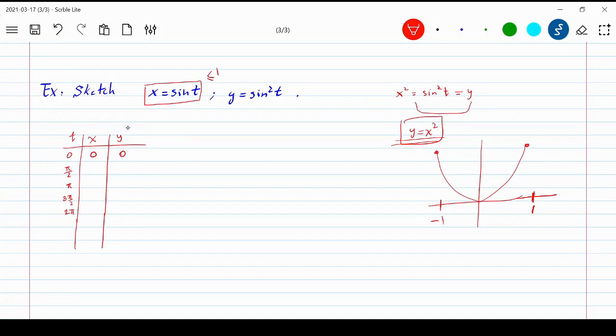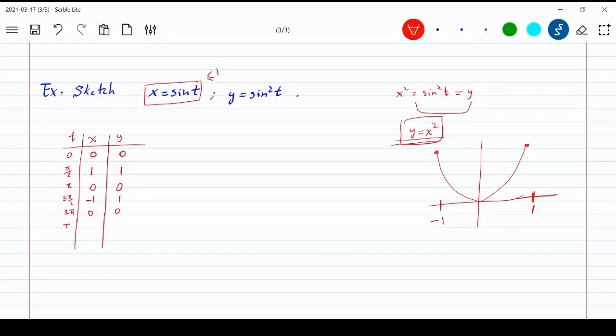If you pick pi over 2, the x value would be sine of pi over 2, which is 1. The y value would be 1 squared. If you pick pi, you'll get 0, and y would be 0. If you pick 3 pi over 2, you will get -1, and -1 squared is 1. Similarly, you would get 0, 0.